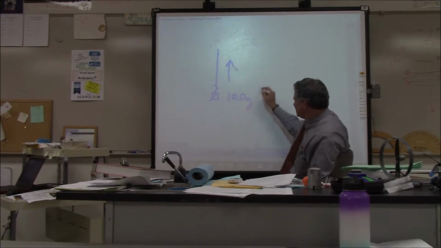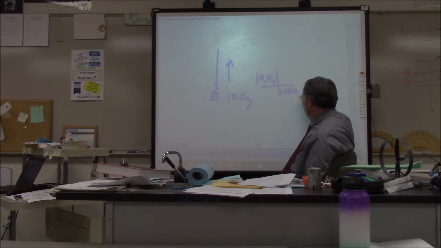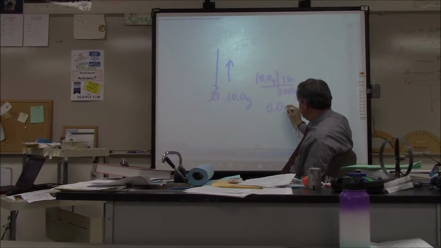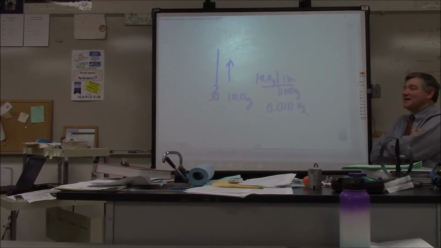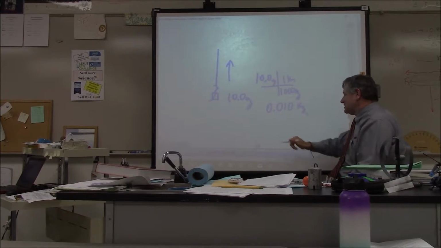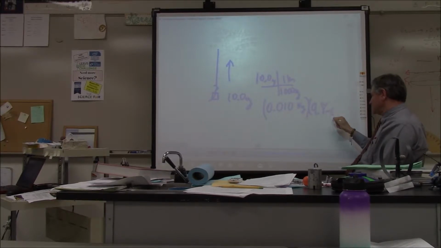Okay, so let's take the 10 grams and divide by 1,000 grams in 1 kilogram, which should give us 0.010 kilograms. Then what, Vonda? Then you multiply that by the gravitational acceleration. Beautiful. Thank God you didn't say multiply it by gravity. Which last time I checked was 9.8 meters per second squared.